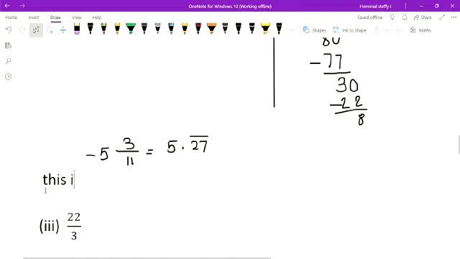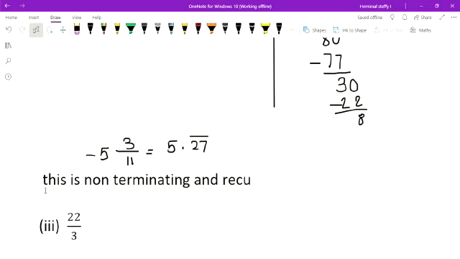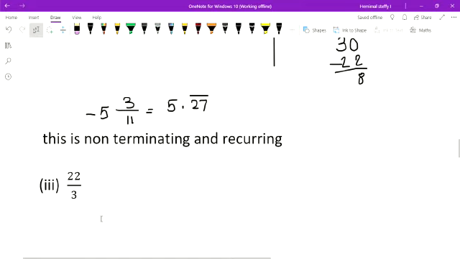This is the same thing, non-terminating and recurring. Non-terminating and recurring. Okay. So okay, the third one, I am going to the third one sum.